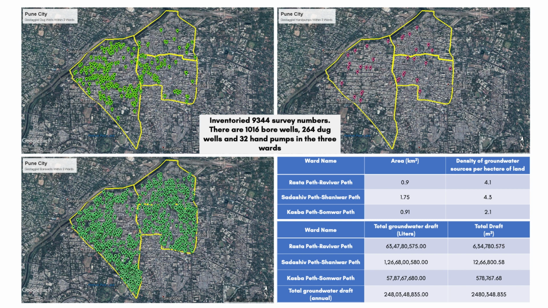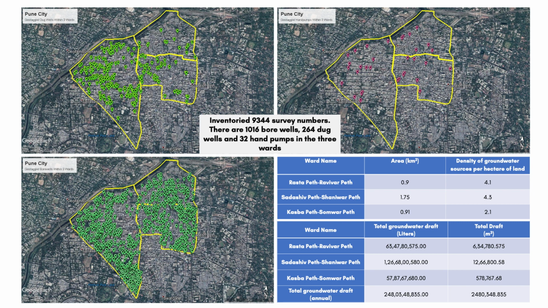In Rastapet, Raviwarpet area, there were 4.1 sources per hectare. In Sadashivpet, Shaniwarpet area, there were 4.3 groundwater sources per hectare, and in Kasbapet, Somwarpet there were 2.1 groundwater sources per hectare. So the average is 3.5 groundwater sources per hectare.